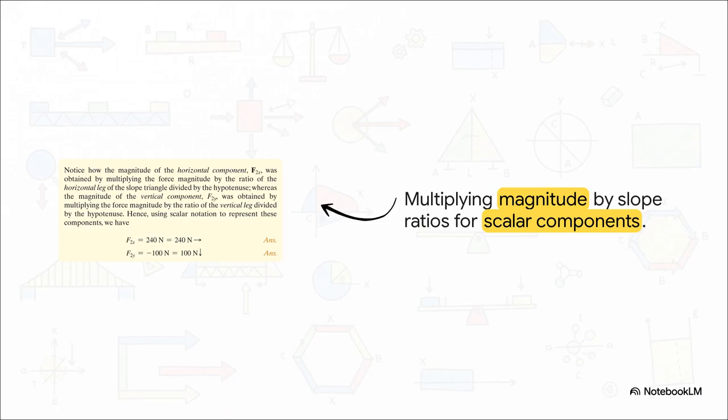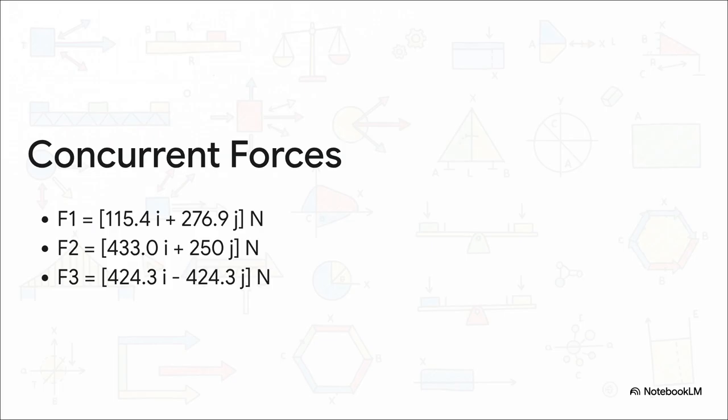Instead of drawing complex shapes, we just mathematically resolve every force into strict horizontal and vertical components. We grab the horizontal component by multiplying the force magnitude by the ratio of the horizontal leg of a slope triangle. We label the horizontal with an I unit vector and the vertical with a J unit vector. It literally turns messy geometry into pure scalable algebra. Let's ground this with a concrete example.